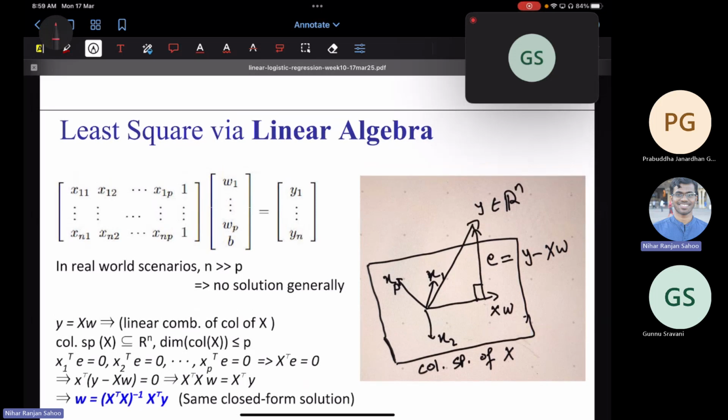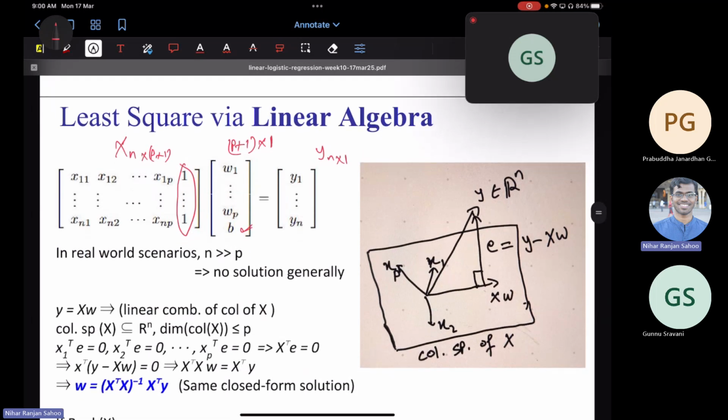So what is our input data? Input data is some x, n cross p. Actually this is p plus 1, because we have augmented a vector of ones for the b parameter. Now w is p plus 1 cross 1, and then y will be n cross 1.